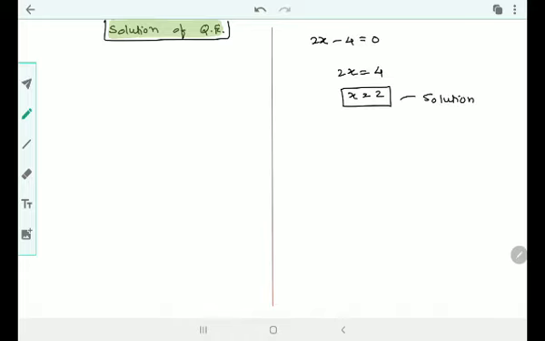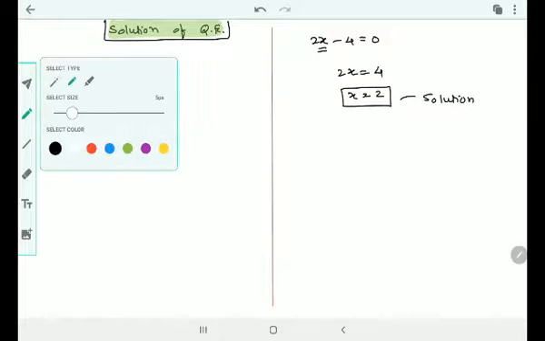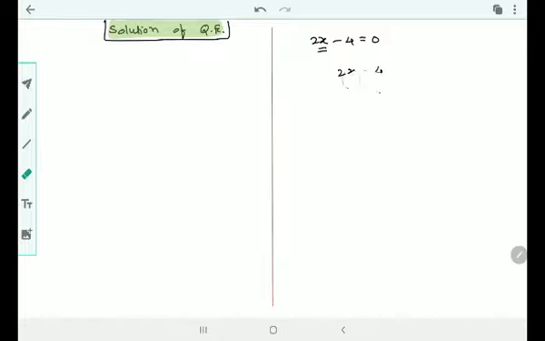But what is the meaning of solution? If I put the value of x into this particular equation, it should be equating, it should be true, it should be satisfying. So put x is equal to 2 here, 2 into 2 is 4, 4 minus 4 is 0, 0 is 0. Yes, it is satisfying. This is called equation solution. Right? Got it?